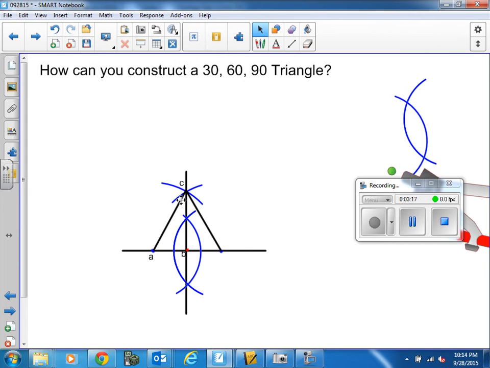This angle up here is 30 degrees because we cut a 60-degree angle in half. This angle at B is 90 degrees because of the fact we did a perpendicular bisector. We know that that's 90 degrees. And A is 60 degrees because it is still part of our original equilateral triangle. So that gives us a 30, 60, 90 triangle, ABC. All right, I'm going to look at the next one.